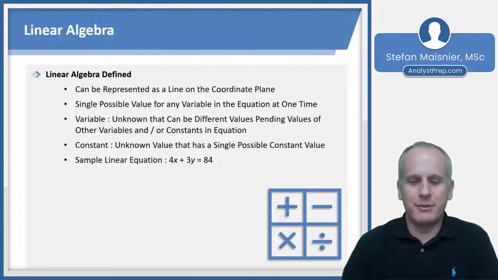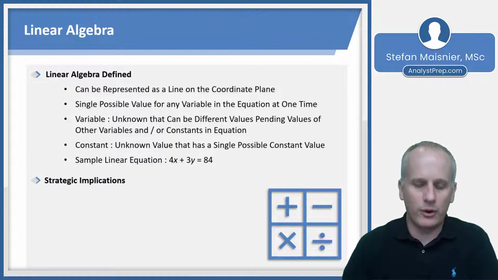Then we've got a sample linear equation here. We've got 4x plus 3y is equal to 84. So that has one value for x and one value for y that will dictate different values, but I can't solve for either by themselves.